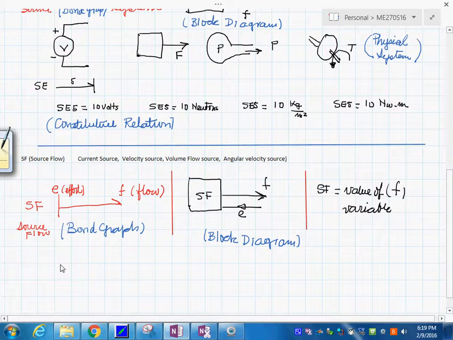For the mechanical domain, if you have a source of effort, like in this case, it is saying I specify the velocity of this. So if you specify the velocity of the mass, usually the velocity of the center of mass, perhaps let's make the drawing a little nicer here. I would put it like this, see? The velocity of this is specified.